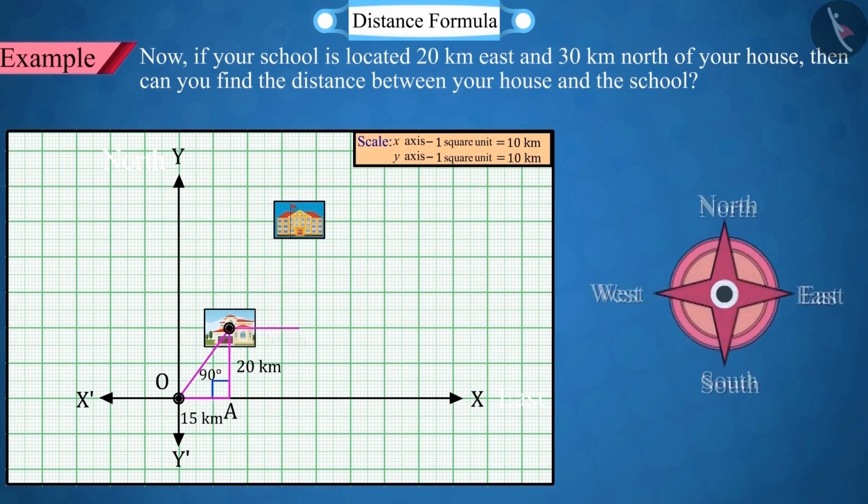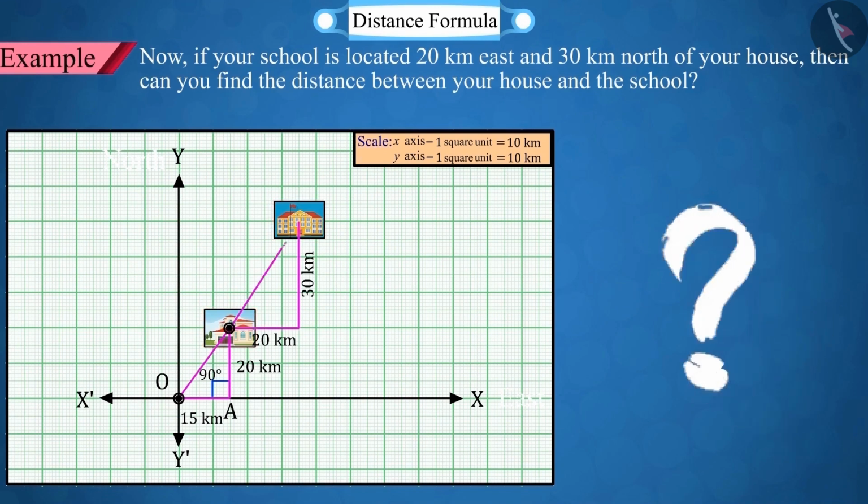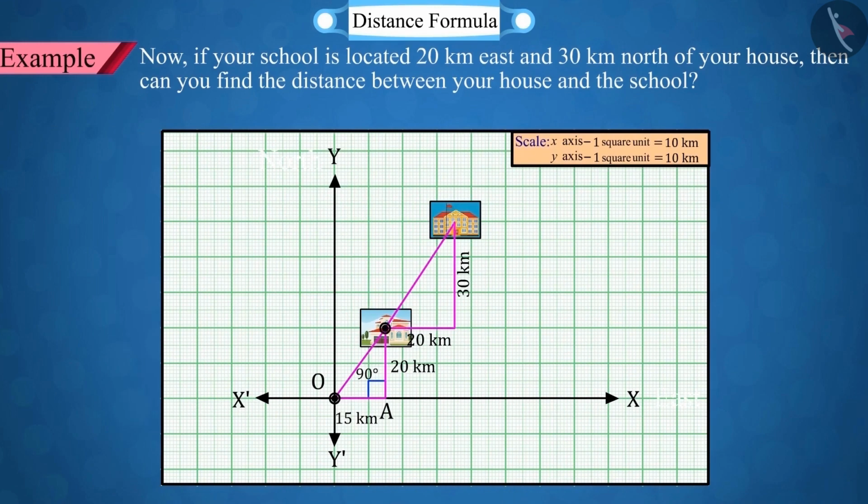Now, if your school is located 20 kilometers east and 30 kilometers north of the house, then can you find the distance between the house and the school? Let's solve this together. As we have seen from the graph, the coordinates of the point B are 15 from the x-axis and 20 from the y-axis. Then, let's represent the coordinates of the point B, that is 15, as x1 and 20 as y1.